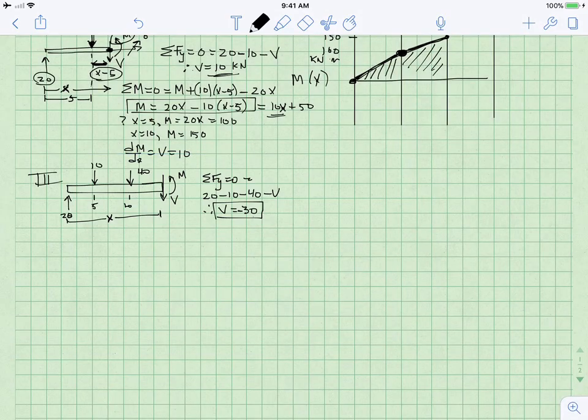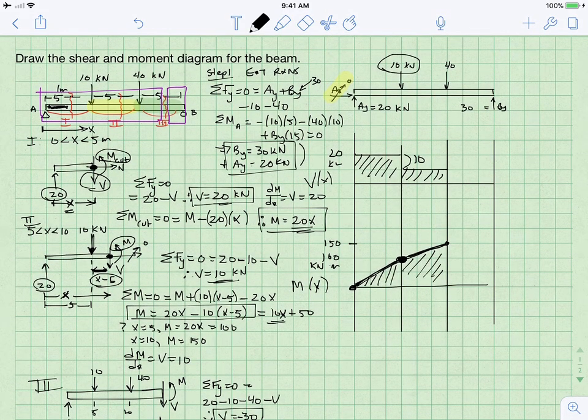So let's look up at our diagram, keeping track of what's going on. What we have just concluded is that on the shear diagram, we went from 10 down to minus 30. This value is minus 30 on the shear diagram. So does this make sense to us? Well, as I pointed out to you earlier, when you have a point load, you expect the shear to drop by the magnitude of that point load. And so what we have found on our shear diagram makes great sense.